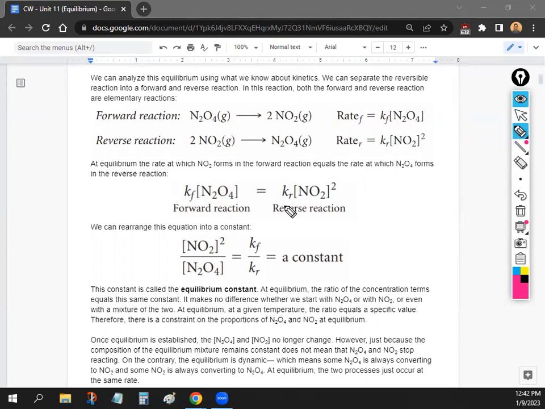Anyway, the key thing is that it is about the rate of the reaction. It's when the forward and reverse rates are the same. It doesn't mean that it's the same concentration. So equilibrium is not about the concentration of the reactants and the products. It's not this. It's about the rate.